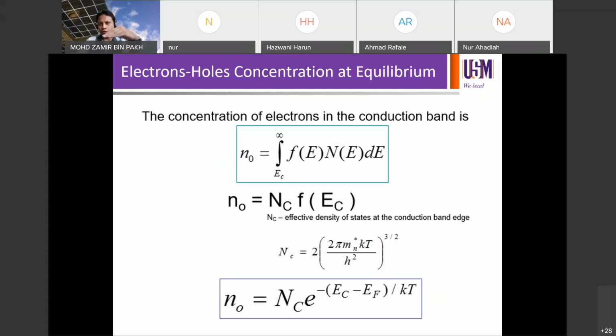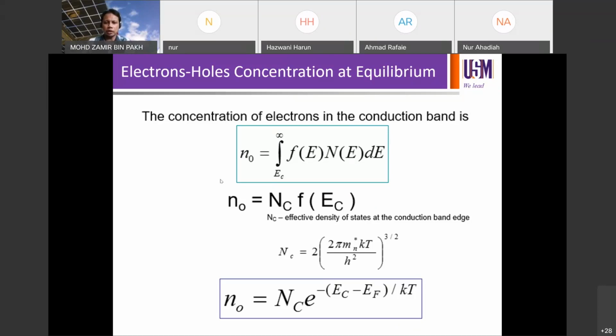At the minimum point of the conduction band to infinity, going up infinitely. So that will be integration from EC up to infinity. And you need to multiply by your Fermi-Dirac distribution function, which is Fe. We've learned last time, where Fe is equal to 1 over 1 plus exponential (E minus EF) over kT. So your Fe will need to be multiplied with your density of states in the conduction band, or NCE, so this NE here is referring to NCE, dE.